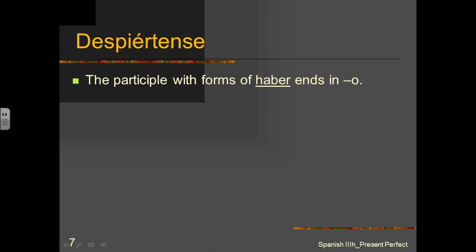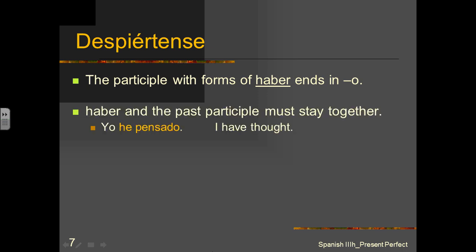Okay. The participle with forms of haber ends in O. Basically what I'm trying to say here is that yo he comido. It's always an O. It doesn't matter if you're a female or a male or more than one person. It does not change according to the person. There's always an O at the end.